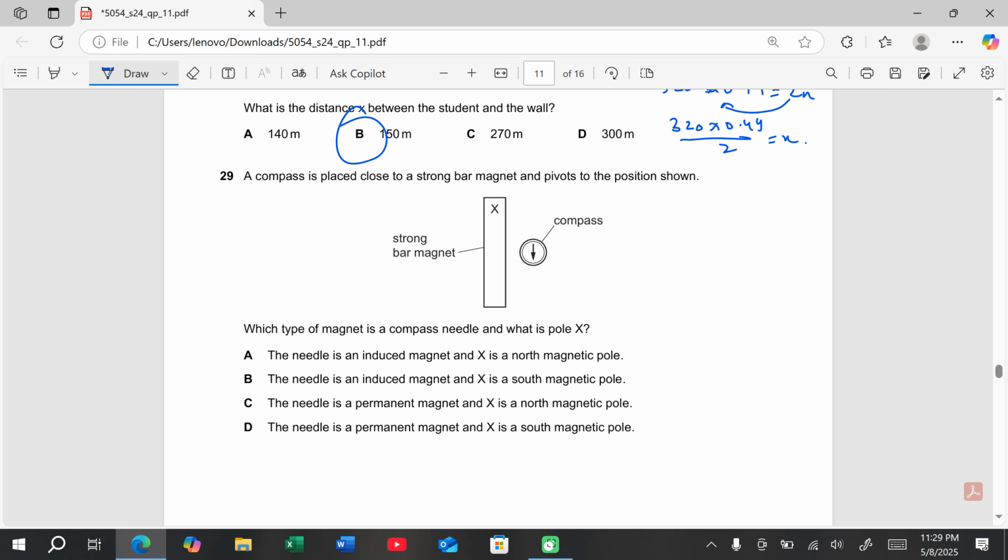Okay, 29, it says a compass is placed close to a strong magnet as shown. What type of magnet is it? So what is the pole X? That's very easy. It's always a permanent magnet. So A and B are wrong, and X is the north because the field always travels from north to south, so the compass will point towards this, so it is going to be C.